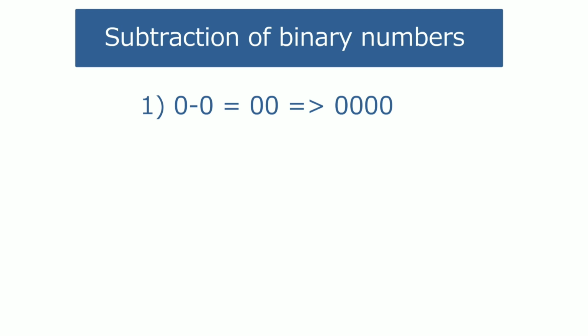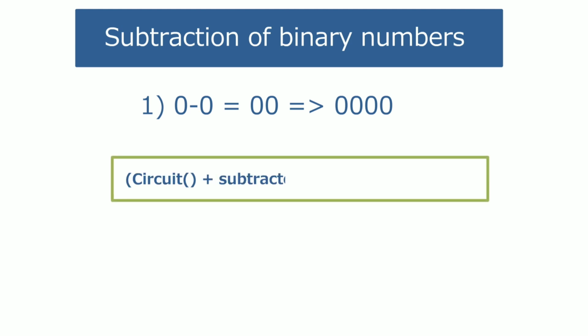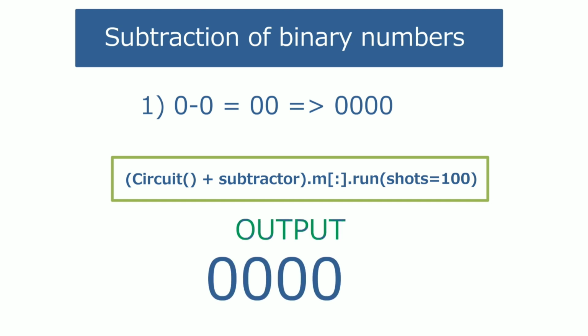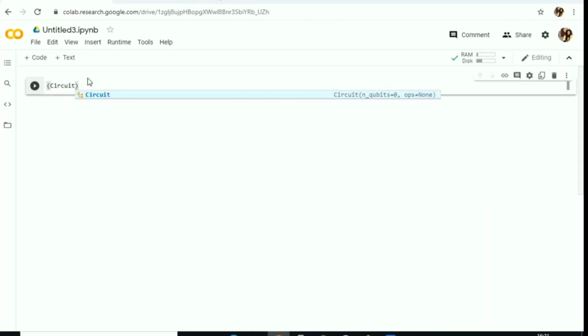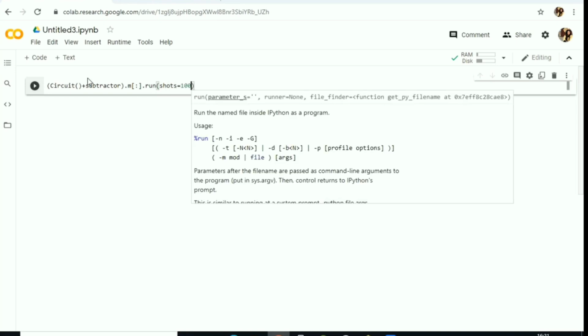0 minus 0 equals 0, 0 equals greater than 0, 0, 0, 0. We have the following code. Circuit plus subtractor M run, shots equals 100, and you get the expected result that is 0 0 0 0. Now let's implement the code in Google Colab and see the result. Once you're done writing the code, click on Execute button to see the result. And you get the expected result that is 0 0 0 0.